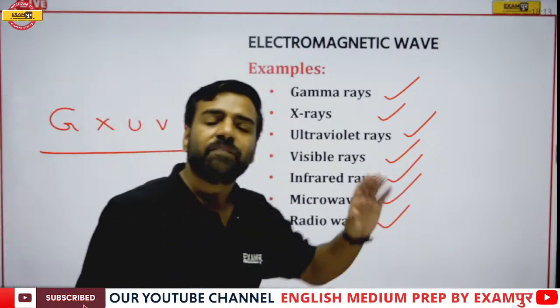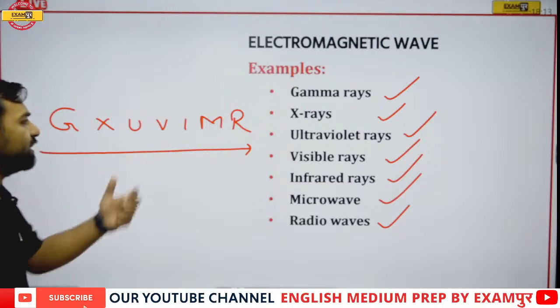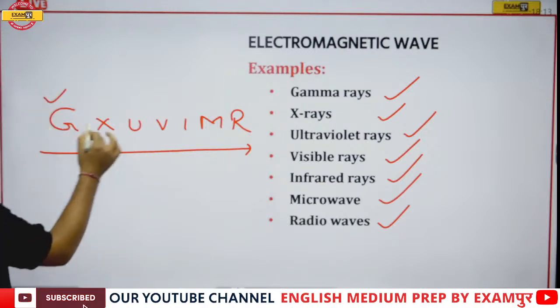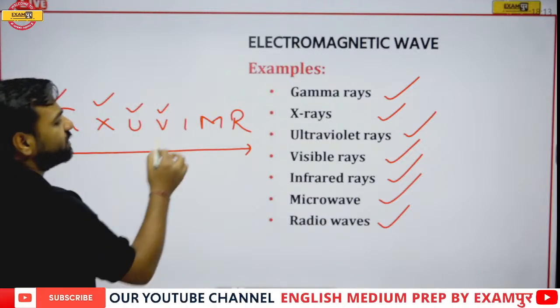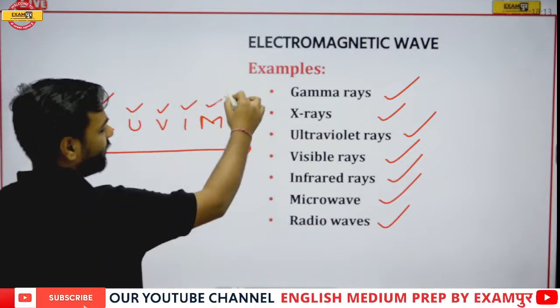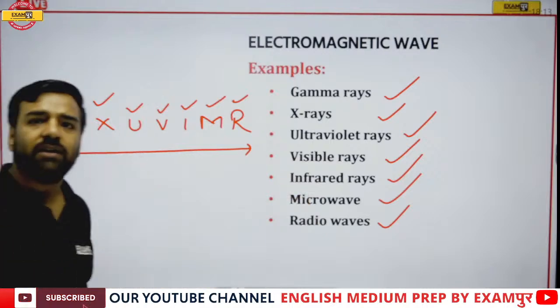But please remember GXUVIMR. So this GXUVIMR represents what? G is for gamma rays, X is for X-rays, U is for ultraviolet rays, V is for visible rays, I for infrared, M for microwave and R for radio waves. So this is the sequence order. Fine. So do not forget.